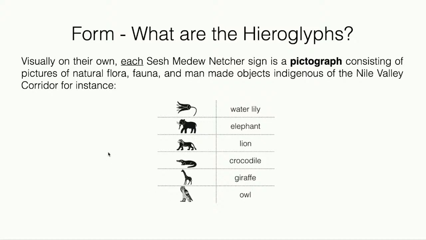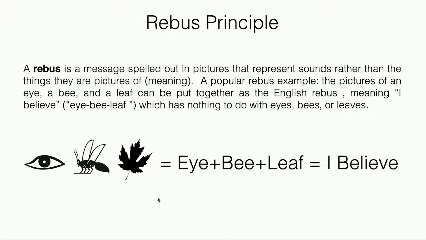So I'm going to show an example and elaborate on that, and then we'll open it up for Q&A and all the discussions that you would like to have. That process of divorcing a picture from its picture meaning into sounds is part of what's called the rebus principle. We went over that yesterday, so I'm just going to review it real quick. A rebus is a message spelled out in pictures that represent sounds rather than the things that they're pictures of. That's very important. It's a straightforward general definition of what a rebus is.